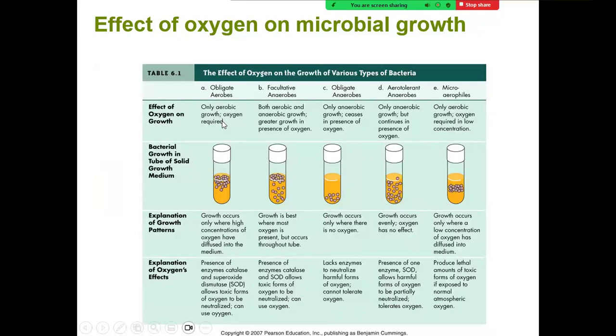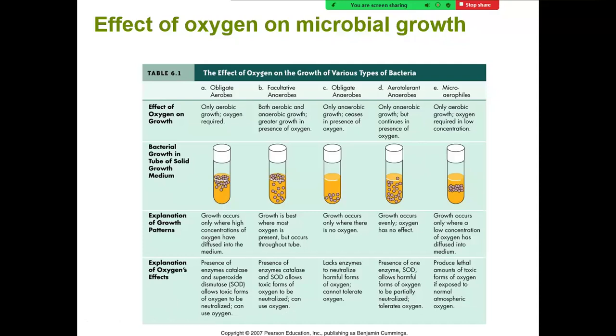Anyways, an obligate aerobe, organisms that can only grow in the presence of oxygen, will grow best at the very top of the tube. That's why there's so many organisms at the top. And as they grow down the tube, there will be less and less growth because as you go down the tube, there's less and less oxygen. And then at the bottom of the tube, there will be no growth because there is no oxygen in the bottom of the tube. So the organisms cannot grow.